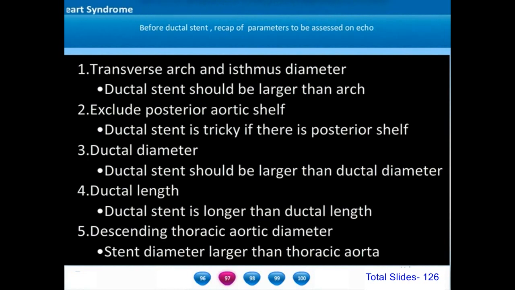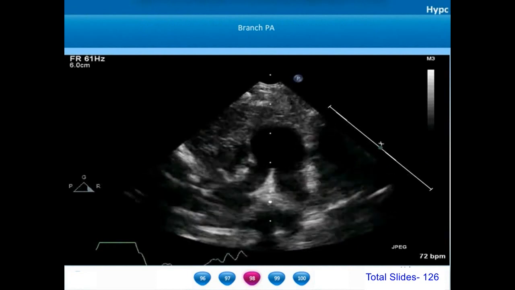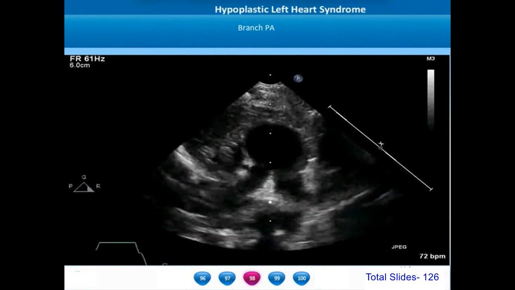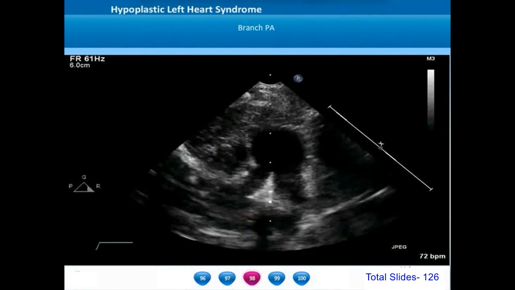To reiterate, before a ductal stenting, as a part of stage 1 palliation of hypoplastic left heart syndrome, we should take into account the transverse arch and isthmus diameter, exclude a posterior aortic shelf, see the ductal diameter and the ductal length, and measure the descending thoracic aortic diameter. In all patients with hypoplastic left heart syndrome, the branch pulmonary arteries are uniformly large.